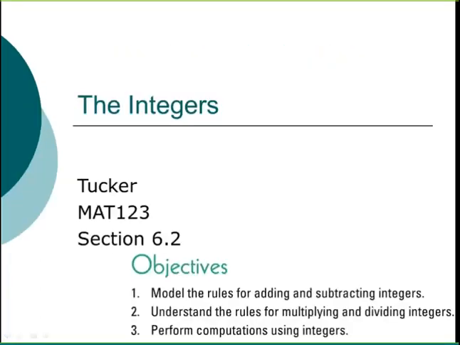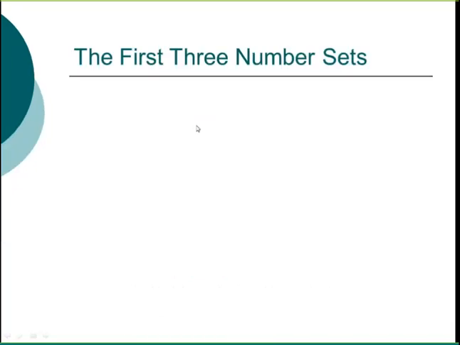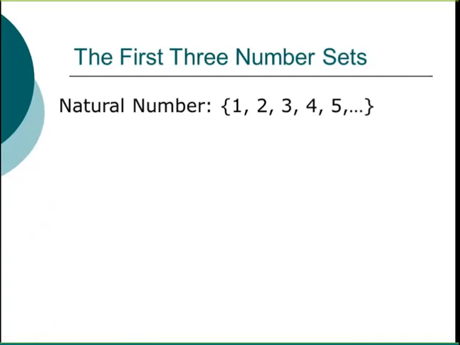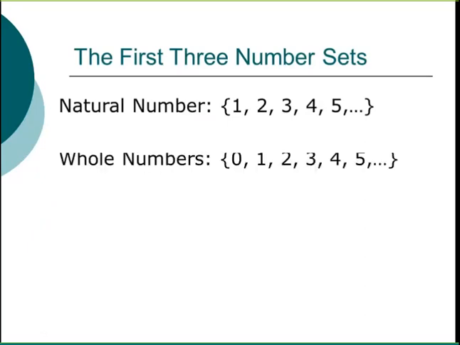Alright class, in this lesson we're going to take a look at section 6.2 where we're talking about integers. We've already taken a look at some of the number sets, and here we're going to add to it. The first number sets we've talked about are natural numbers, so that's 1, 2, 3, 4, 5. They're basically whole numbers but not including 0.